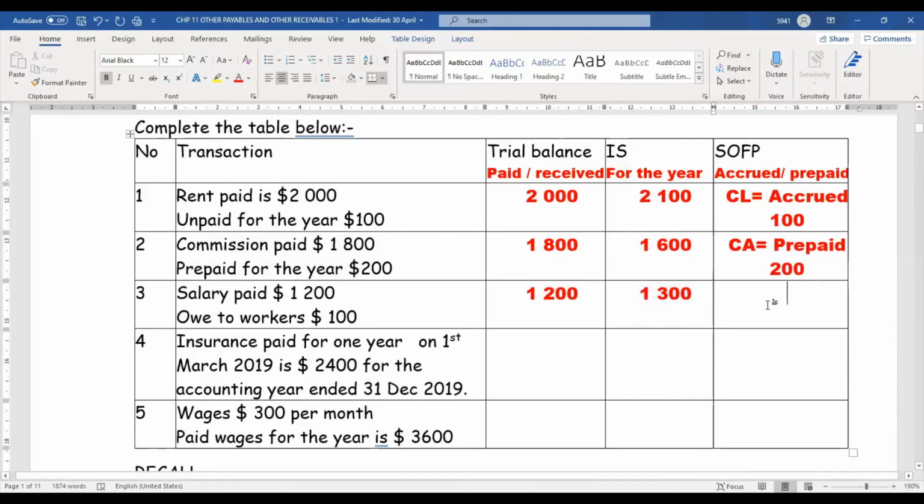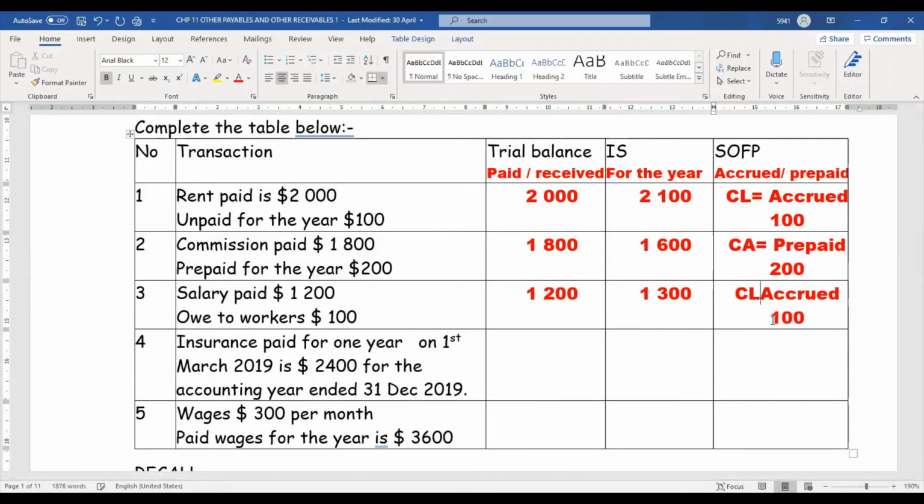And this one we call accrued. Why do I say accrued? Because we're supposed to pay, but we haven't paid. How much? 100. Accrued expenses, I owe the workers. If I owe the workers, it's my current liability. So CL, current liability. Okay, let's continue with the next one.